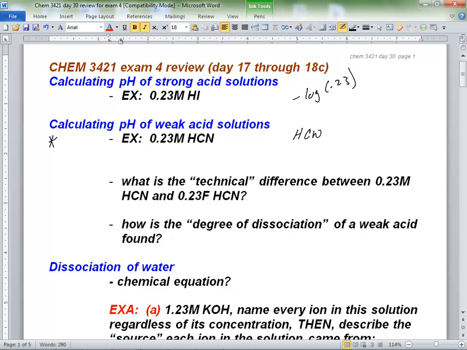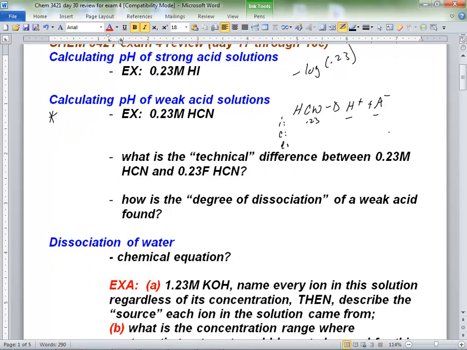When do we know to use formalities? Okay. We're getting there, right? So then you do an ice table. Right? And put 0.23 there and go on. Right? What is the technical difference between 0.23 molar HCN and 0.23 formal HCN?